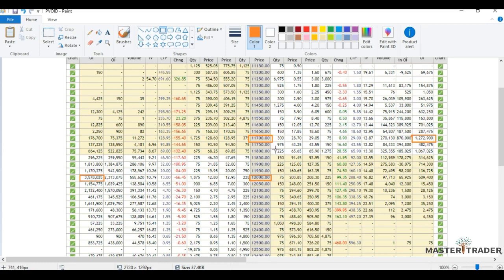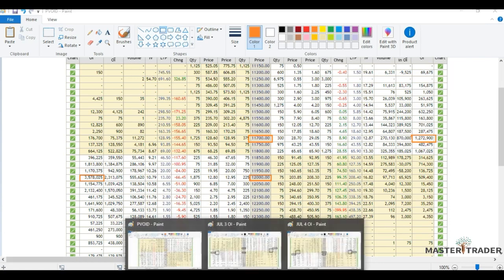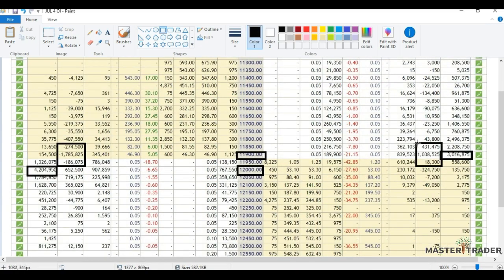Okay, but this is at the end of the day, right? Now at the beginning of the day, or at the end of the previous day, right, as we saw here, okay, 12,000 was our upper boundary, correct?